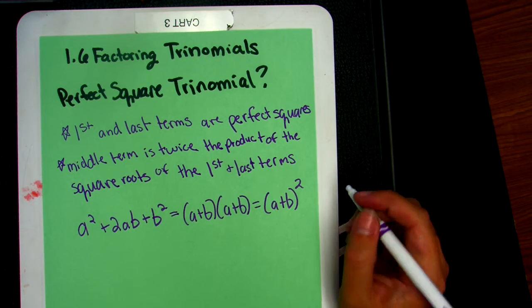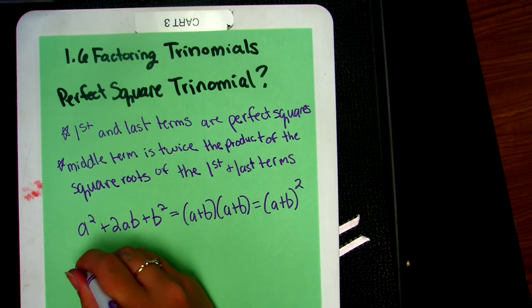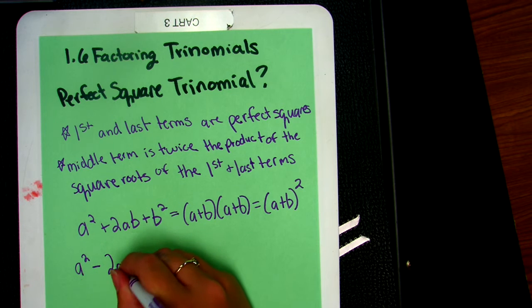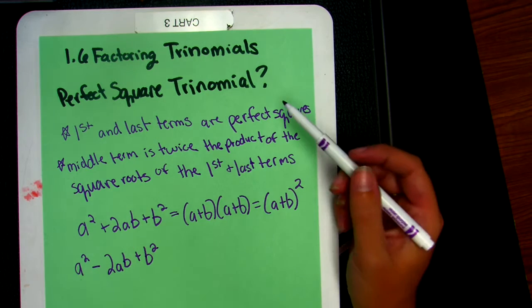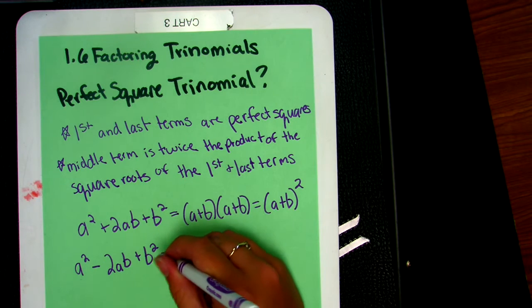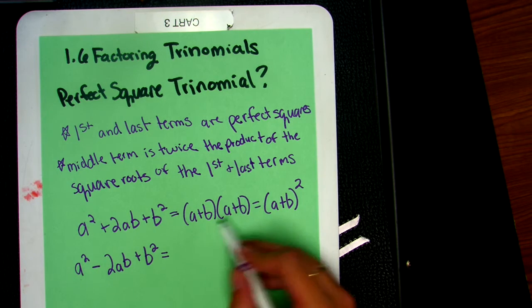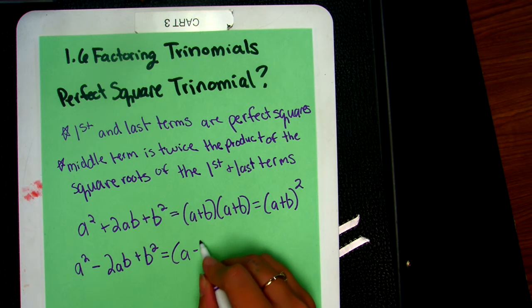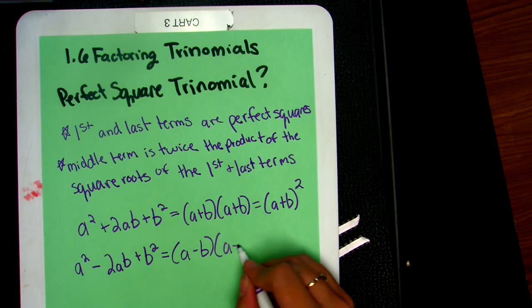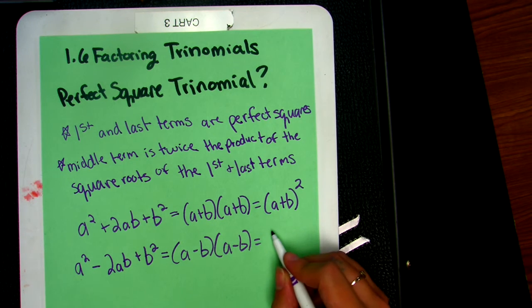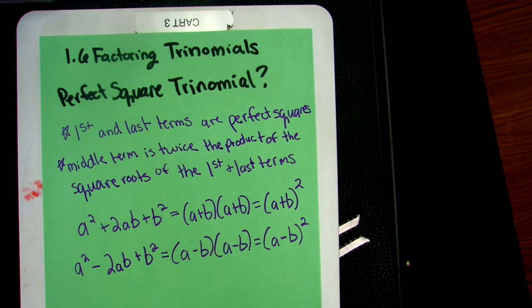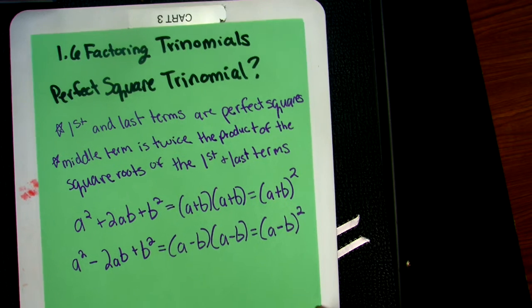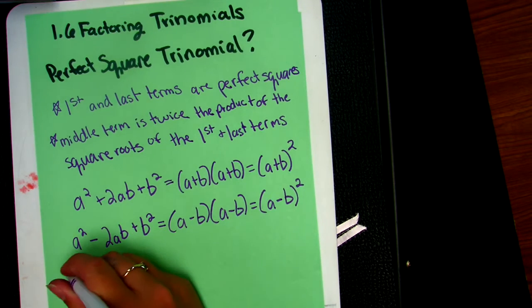Let's say we have a squared minus 2ab plus b squared. This still qualifies as a perfect square trinomial. The only difference is that instead of being pluses, we have subtraction. And this becomes a minus b squared. All right, so let's look at some examples of recognizing perfect squares.